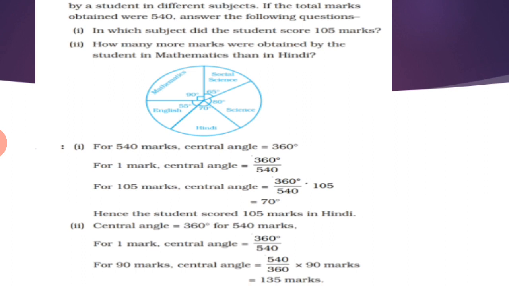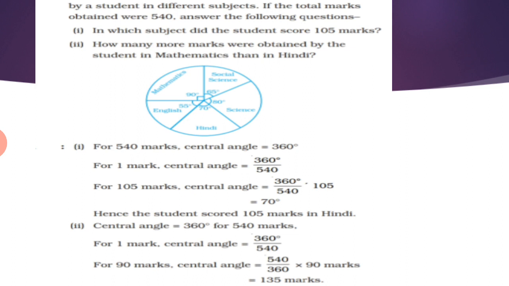So for 540 marks, full central angle is 360 degree. That means total. For 1 mark, this is using the unitary method, central angle is 360 divided by 540. For 105 marks, what will it be? 360 divided by 540 into 105. When you cut everything, you get the answer as 70 degree. So that is why it is written there.